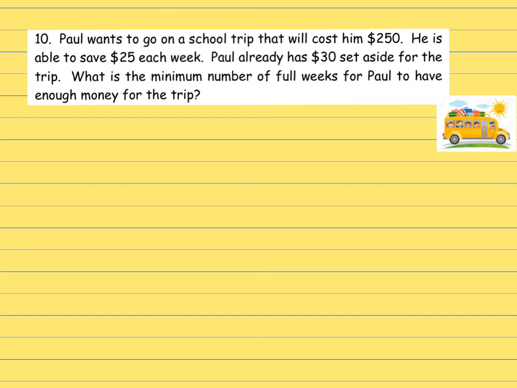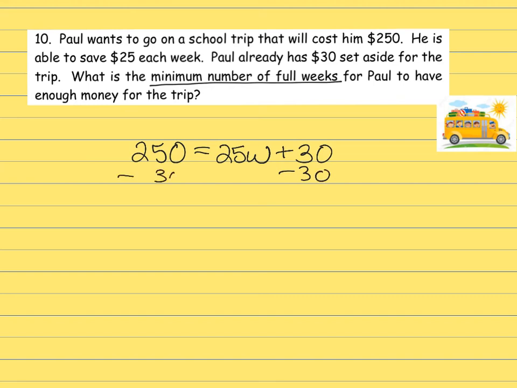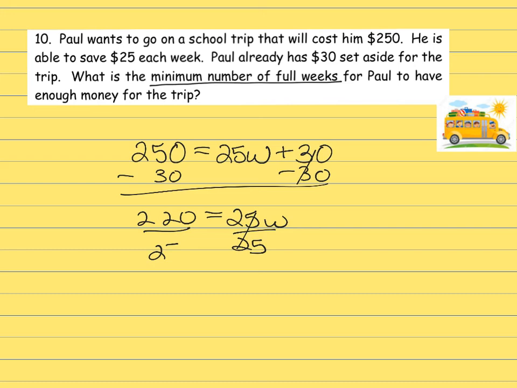Okay, so the total cost of the school trip is $250. And he is able to save $25 each week. And he already has $30 set aside, so that's a fixed amount that he started out with. The minimum number of full weeks for Paul to have enough money for the trip is, I'm going to solve this equation. Divide out that 25. And 25 does not go into 220 nicely. You're going to get a decimal of 8.8.